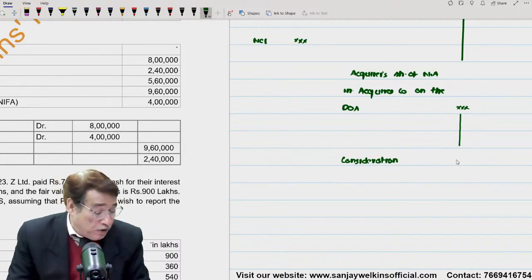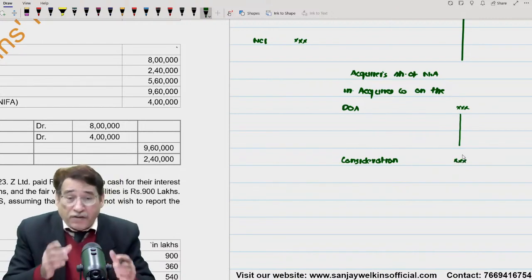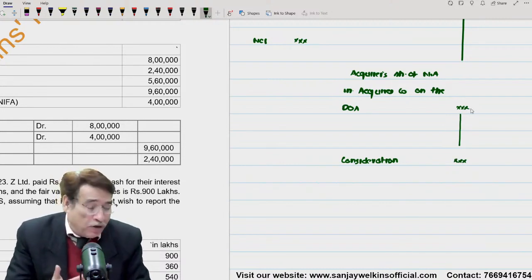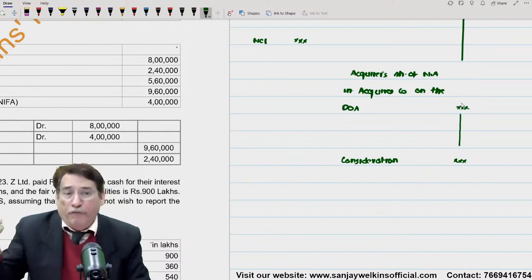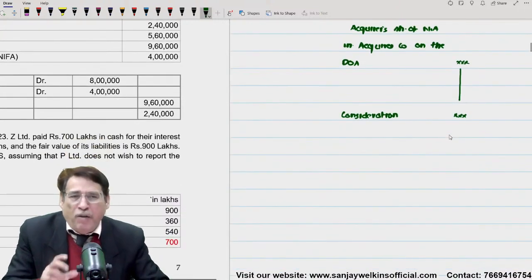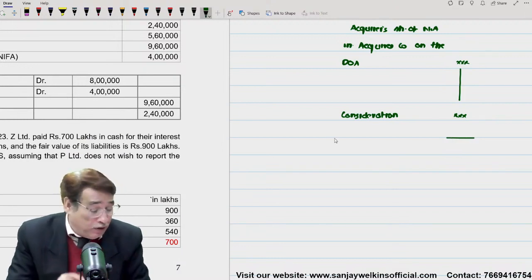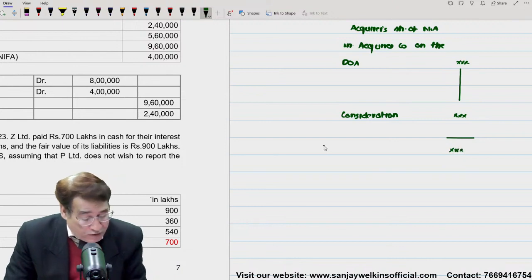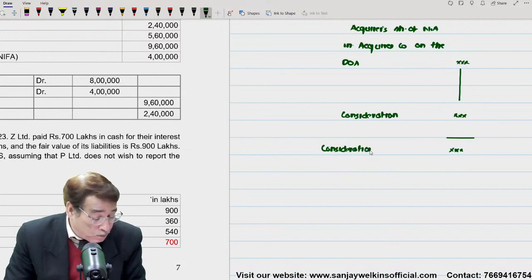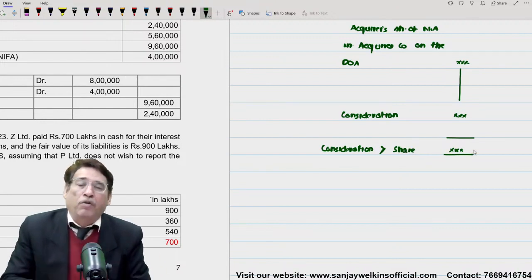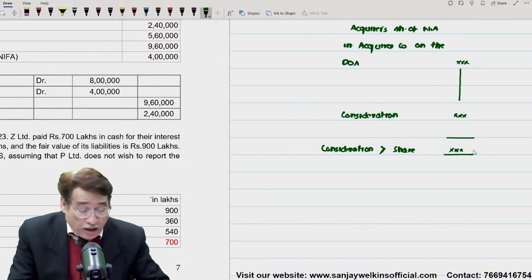You must have paid some consideration. It means that by paying this much consideration on the date of acquisition, you are getting hold of this much asset. So you are going to compare this. If the consideration amount is higher, remember, it will be goodwill. If the consideration is more than the share of net assets, then it will be goodwill. In the reverse situation, there could be a gain on bargain purchase. Is it clear to you or not? Very easy to compute.